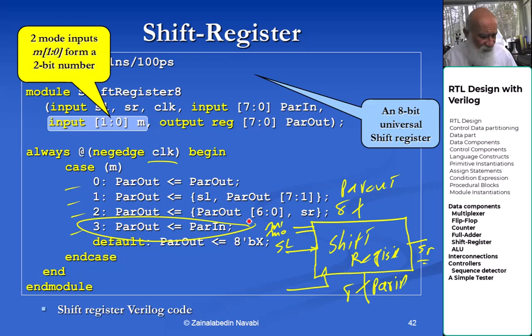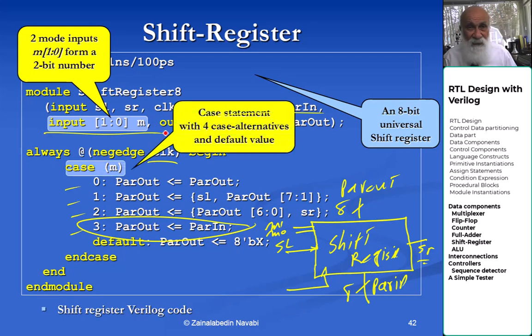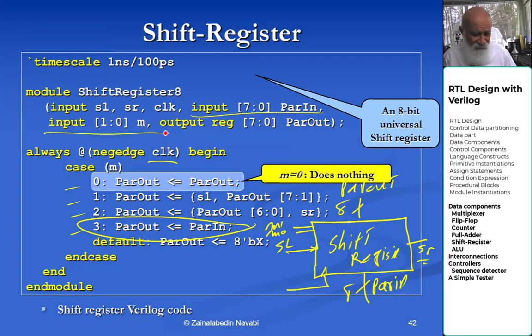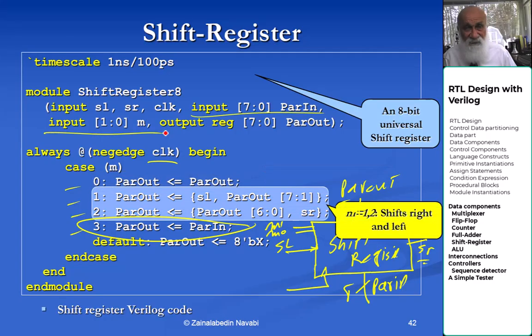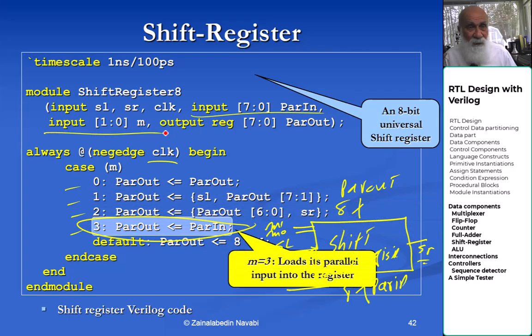And this is the declaration, so I have an 8-bit input par in, then I have a 2-bit input M. M is used as a case choice, and these are the case alternatives. This is doing nothing. These are shifting right and shifting left using curly brackets. This is doing parallel loading. I have one more thing here to do, and that is default.